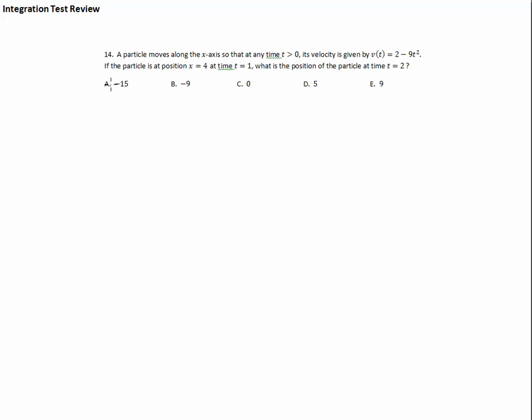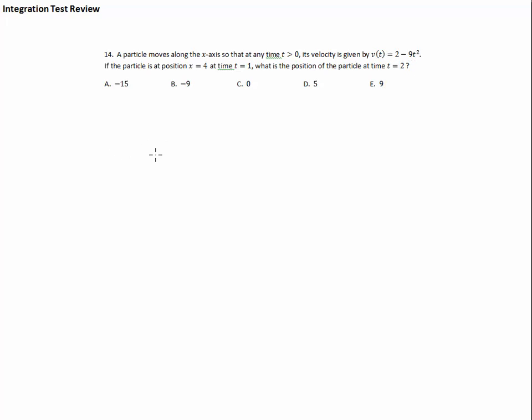All right, this is the last problem on the actual part of the review. And then there's the additional problems at the end. This one says a particle moves along the x-axis so that at any time t greater than 0, its velocity is given by v of t equals 2 minus 9t squared.